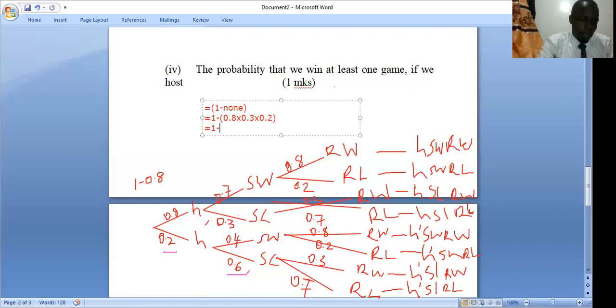So that is supposed to give us 1 minus 0.8 times 0.3 times 0.2, that is 0.048. So 1 minus that, the answer becomes 0.952. The probability that we win at least one game is 0.952. So that is how the probability normally goes.